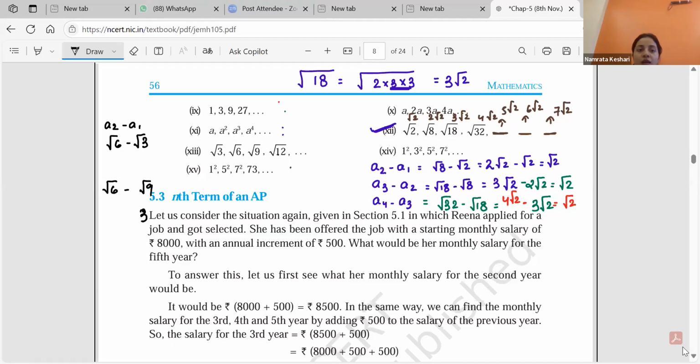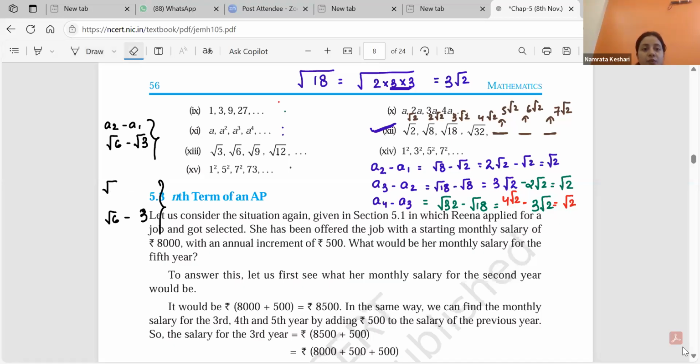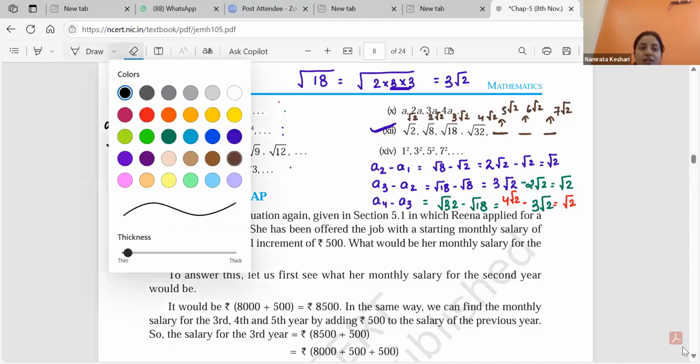Yes, ma'am. Here we are not getting the same differences. Can you see that? This is not in AP. I mean, it should be the other way around, right? Root 9 minus root 6. Why have I written root 6 minus root 9? It will be root 9 minus root 6. We have to write it the other way.